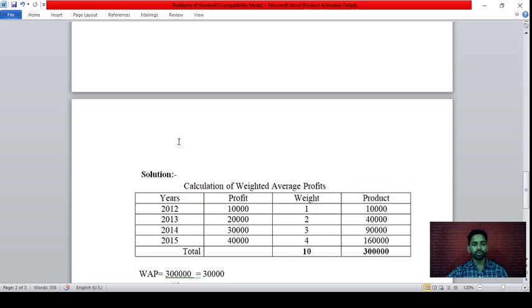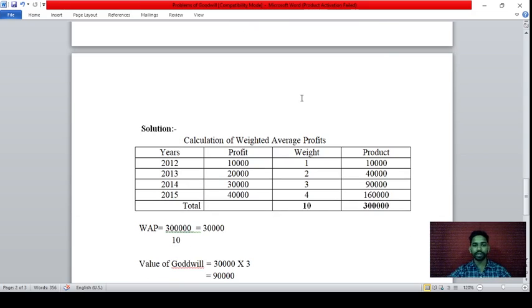Now see how to calculate. Just see the calculation of weighted average profit. These are the years column, these are the profits year-wise, and this is the weight. Now you have to calculate the total product of the profits and weights. Just multiply. For 2012, what's the profit? 10,000, and the weight is 1. So 10,000 into 1 is 10,000 only.